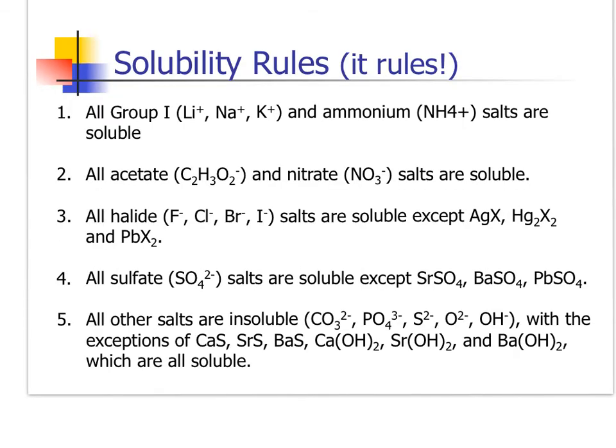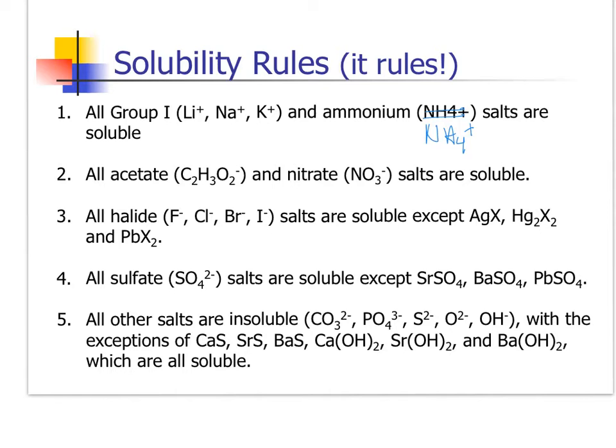First rule is that all group 1 elements are soluble. That is not the correct way for writing out ammonium. It's NH4 with a positive charge. That 4 needed to be subscript. So all lithium, sodium, potassium, and ammonium salts, it does not matter what the anion, the negative ion, is. If you see a group 1 or ammonium at the beginning, that means it is going to be soluble. These are the only ones that actually deal with the positive, or cation, versions of that.